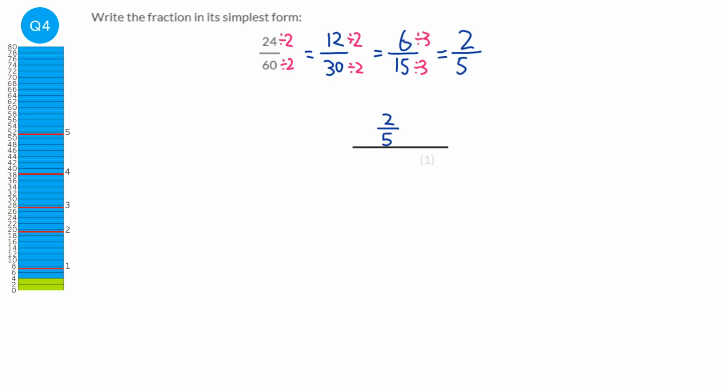Now we could have gone straight from the question to the answer by dividing by 12. Some of you may notice that 24 and 60 are both in the 12 times table, so you could have gone straight there, but it makes absolutely no difference if you divide by 2, then divide by 3, or you could have divided by 2, then divided by 6, or done it in any of those orders.